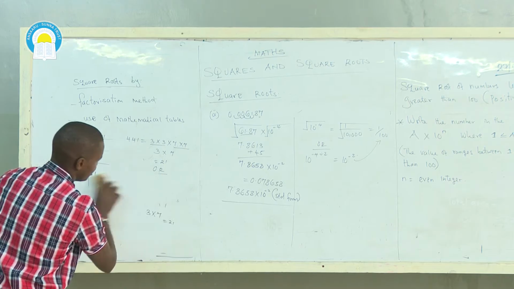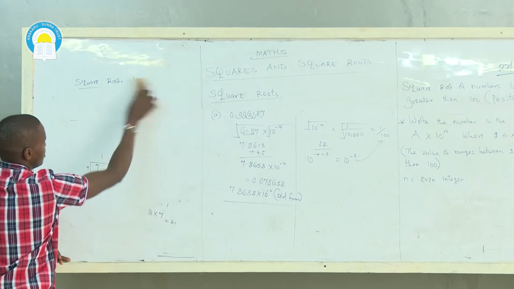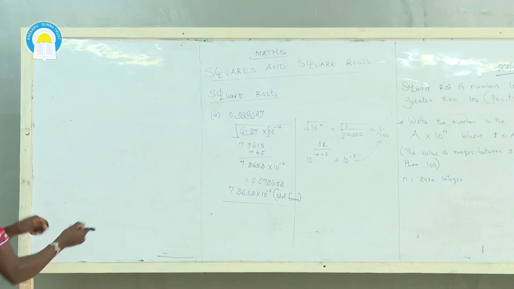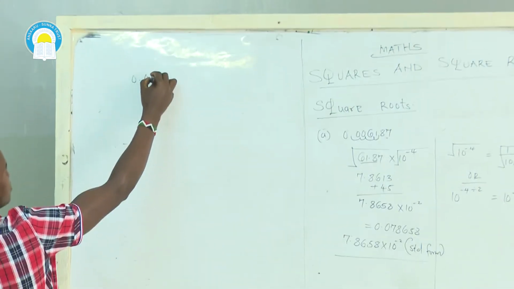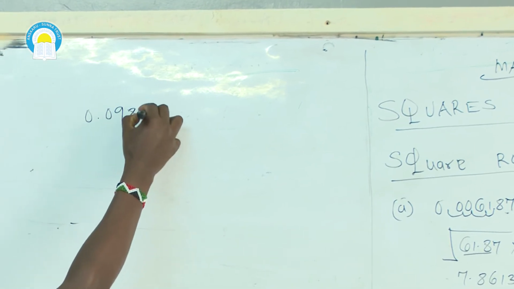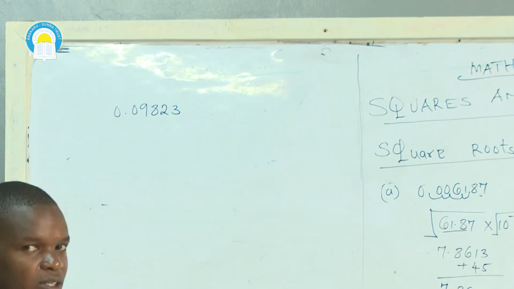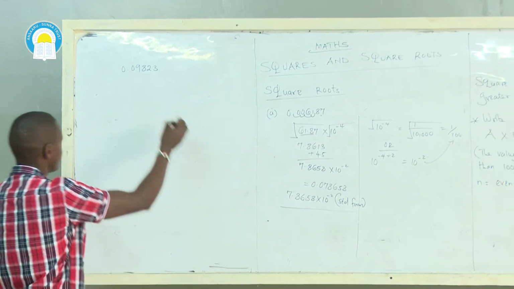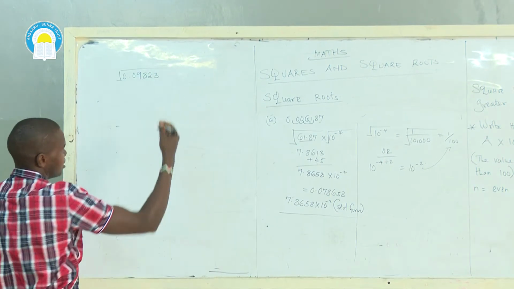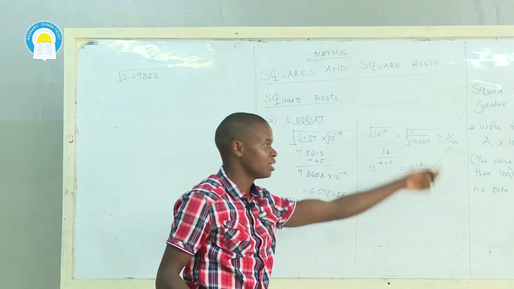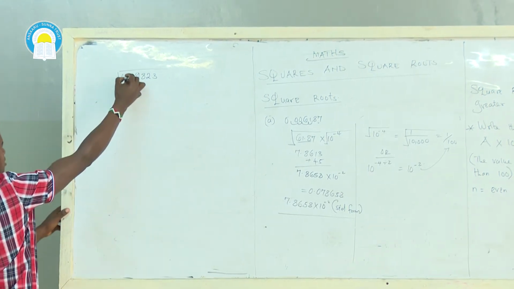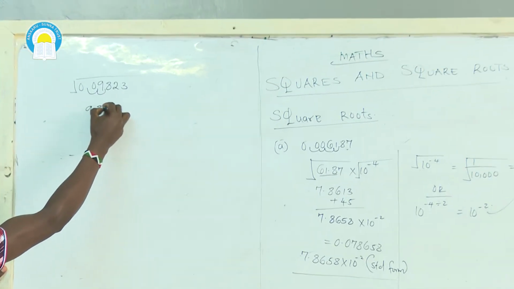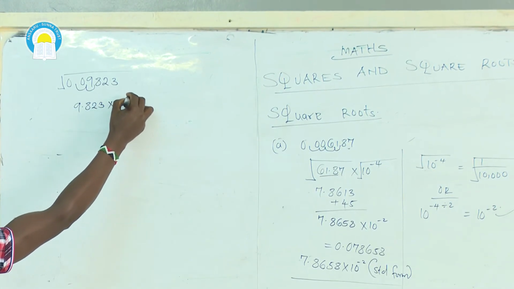Another example, let us say we have 0.09823. You are supposed to find the square root of this. First step, you write the number in the form of a times 10 power n. So moving this decimal point, the answer becomes 9.823 times 10 power negative 2.